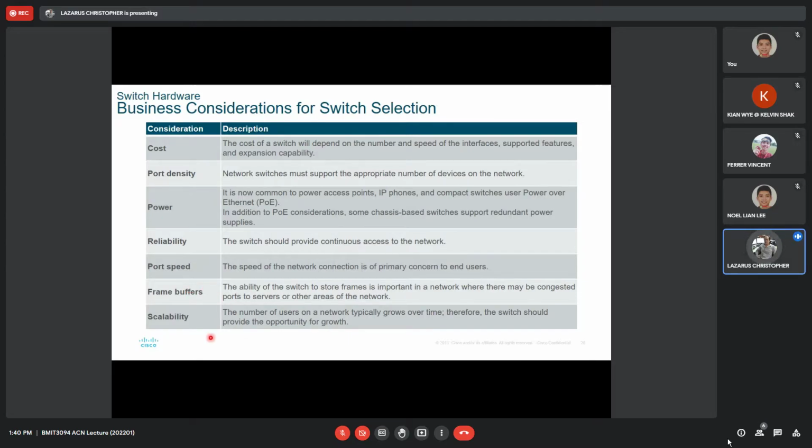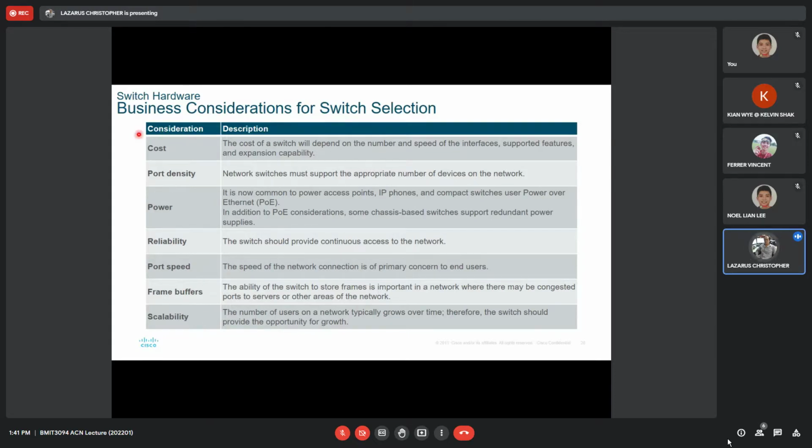So scalability: you think about whether you want the fixed configuration or the modular configuration, stackable or not stackable switch, because you're thinking about the growth in your network users. That means you add a line card, or you stack another switch, because you want to increase the number of ports as the number of users and hosts increases, right? So you have to think about scalability also.